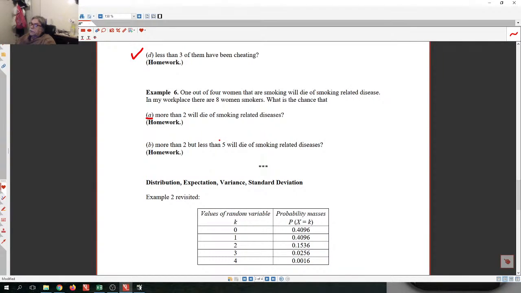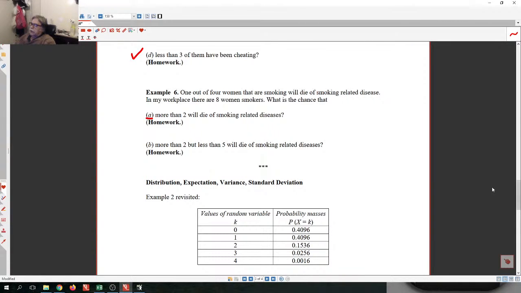All right, so let's see. More than 2. So that will be 3, 4, 5, 6, 7, 8. So you can say, wow, now I have to calculate 8 separate probabilities. Or what did I say? 6, not 8. 6 separate probabilities. That's a long calculation, right?